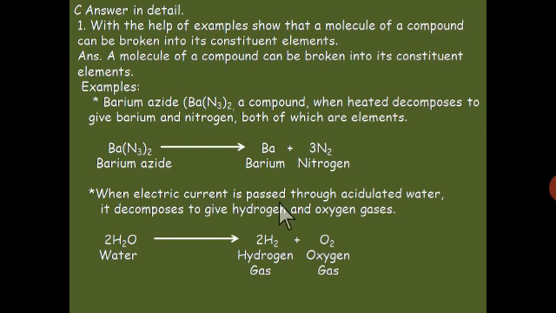When electric current is passed through acidulated water, it decomposes to give hydrogen and oxygen gases. See, this is water. When electric current is passed through this water, what happens? Hydrogen gas and oxygen gas, these two gases are released. These two examples show that a molecule of a compound can be broken into its constituent elements. These are the few difficult questions of this chapter.